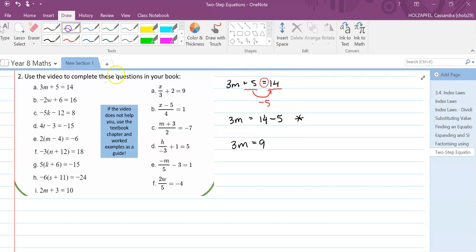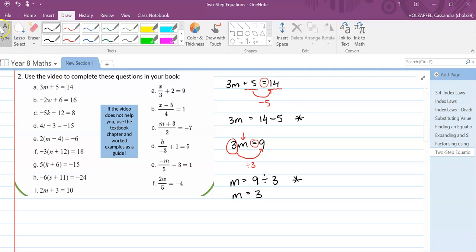Now that we've got our family members together, we need to isolate this letter m here. We want to have this m alone so that we know what it is. To do that, we've got to get rid of this number out the front. Again, this is going to come across the bridge, and when it comes across the bridge, it's going to turn into its opposite. So this is now going to become m is equal to 9 divided by 3. Again, we don't need to actually write this step, I'm just showing you how this process works. So m is equal to 3.